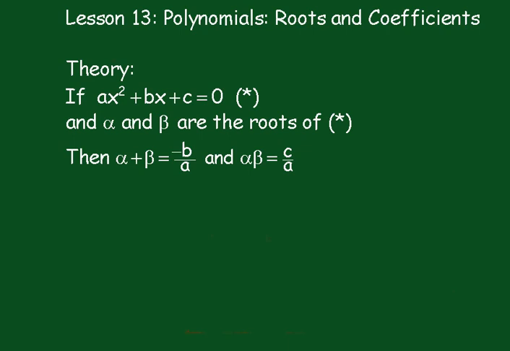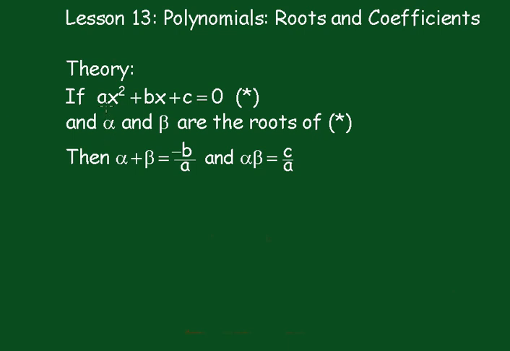Lesson 13, Polynomials, Roots and Coefficients. Now here's the theory. We take this quadratic equation, ax squared plus bx plus c equals 0, and if alpha and beta are the roots of this equation, then alpha plus beta equals minus b on a, and alpha beta equals c on a. Now we'll prove this result.